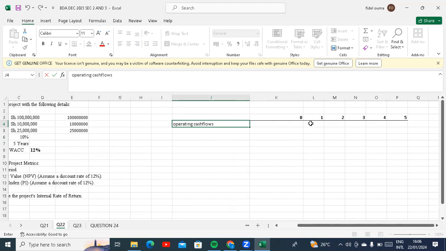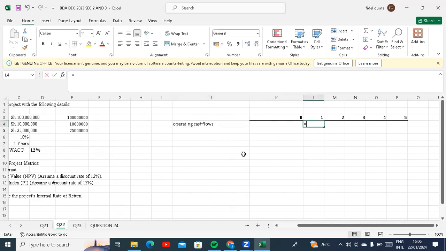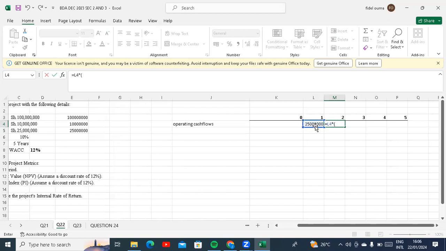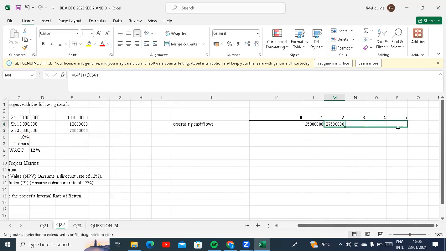So I'll start with year 1. Year 1, we have been given 25 million. For year 2, we are told there is a growth rate of 10%. So I'll pick year 1, then multiply by 1 plus the 10% growth rate. I'll lock it completely because it's constant all through, by F4, and enter. Then I'll drag this to copy up to 5 years.